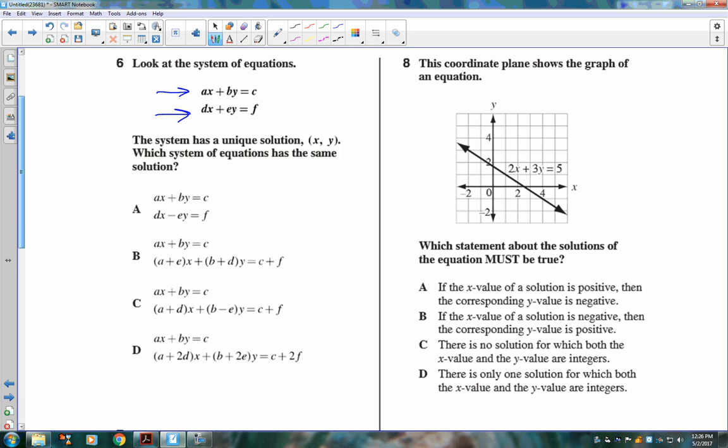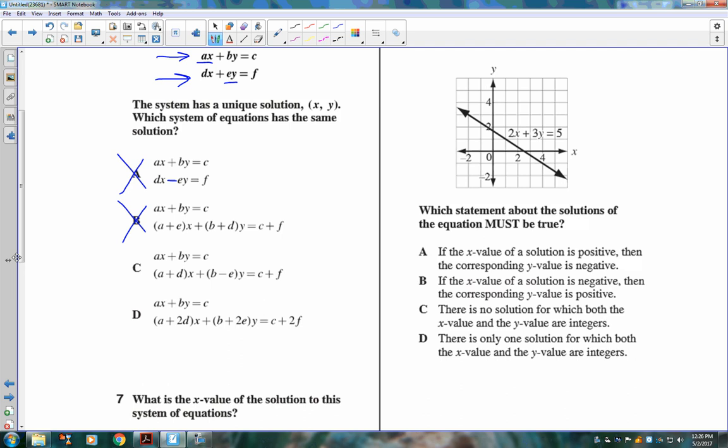So I look at the choices. If you look at the first choice of all of these, it is the same: AX plus BY equals C. So we're looking at the second equation. So what can I do to the second equation? Well, in part A, it looks like all they've done is change the sign of EY. I can't do that. If I change the sign of one, I have to change the sign of all of them. That rules out A. On B, they added A and E together. A is with the X, E is with the Y. Those are not like terms. I can't add those two together.